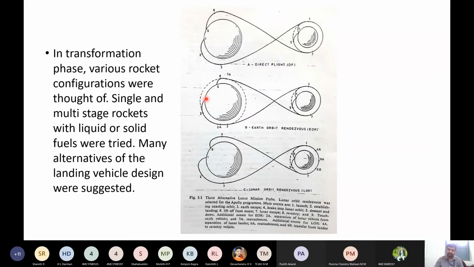In this case also the rocket will be launched. That is point 1. Then the rocket, or the vehicle, will reach Earth orbit. Then 2A, if you can compare these two, 2A is the additional point. Here, since it is a multi-stage rocket, there are separate vehicles for Earth orbit and for lunar orbit. So the lunar vehicle is separated from the rocket.